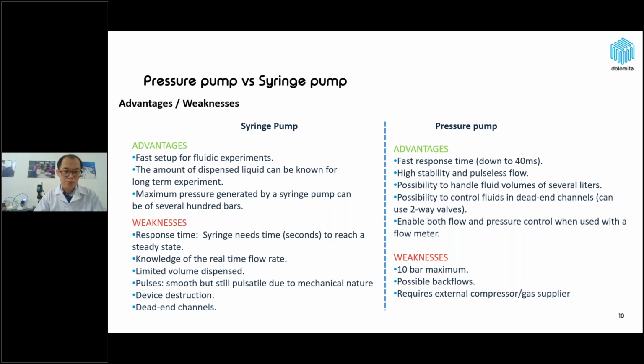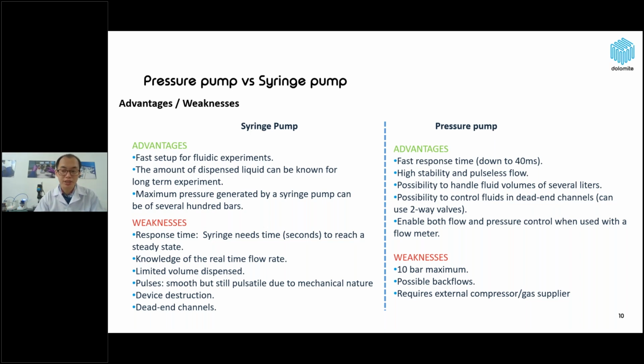However, syringe pumps also have weaknesses. One is response time. Syringes need to reach a steady state, so the response time can vary from seconds to hours, depending on the fluidic resistance and compliance. Also, without flow rate meters, the user cannot know the real flow rate during the transition periods, which can last seconds to hours. Next is the real limitation of volume dispensed. The amount of fluid dispensed by a syringe pump is limited in volume.